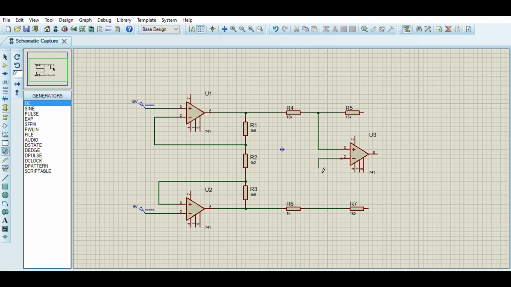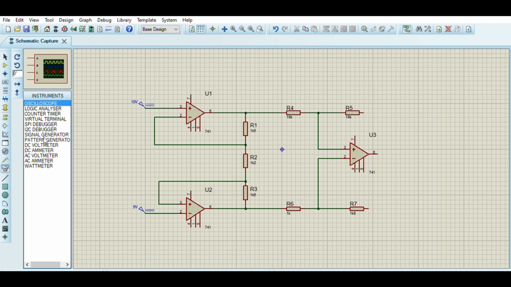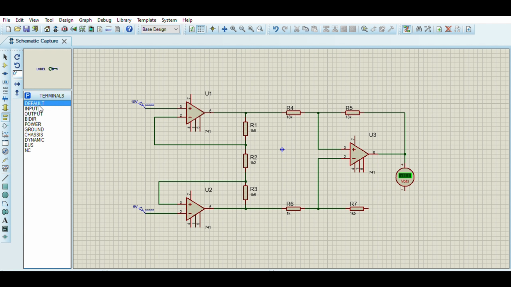Same with the negative terminal, and the op-amp is connected with the DC voltmeter. It's the same as before. The DC voltmeter is used to find the value for output voltage, and the negative terminal of the DC voltmeter is connected to the ground.